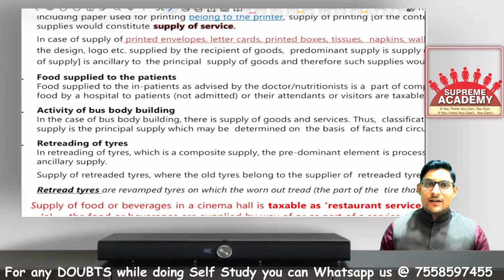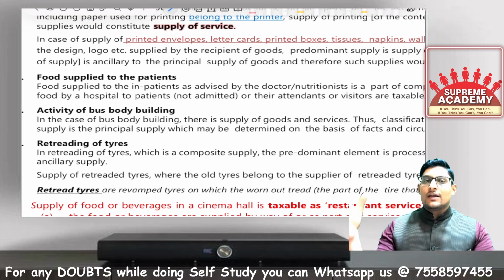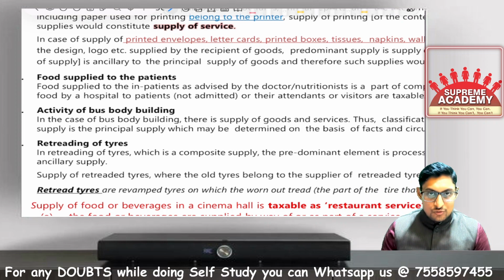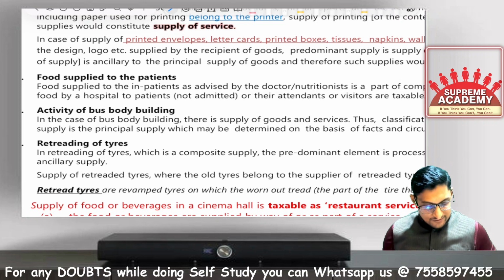But if the person does not have the business of retreading and selling tires, and only gives the service of retreading the tire to the customer, so that if any customer comes with a tire and he retreads it, then it will be a supply of service. If the customer demands that you also have retreaded tires in your showroom and asks for that tire, then it will be a supply of goods. So this is the clarification.